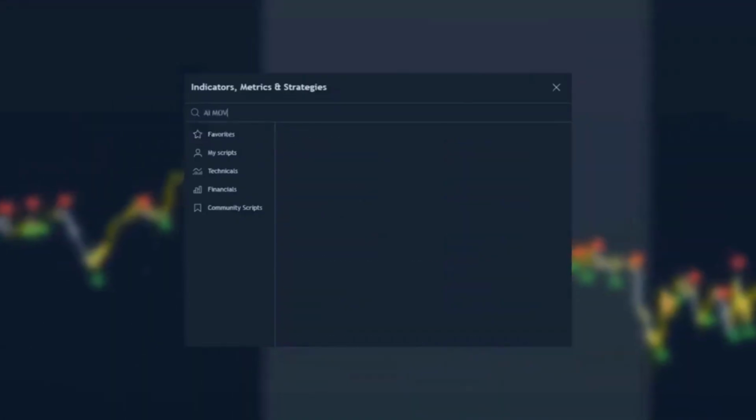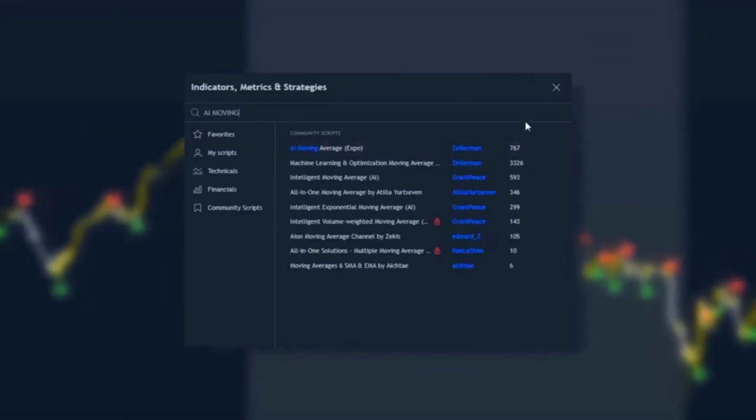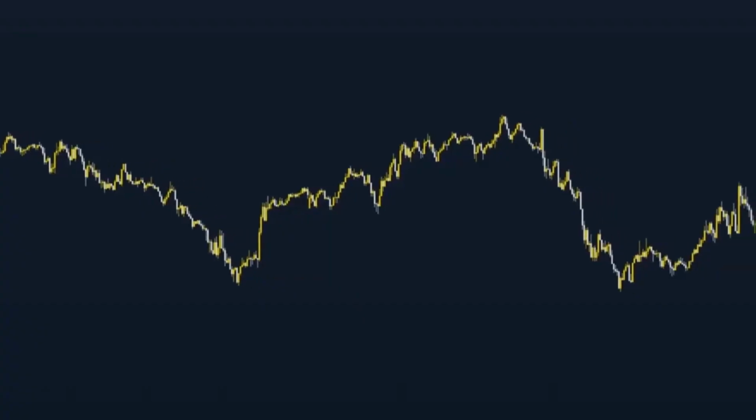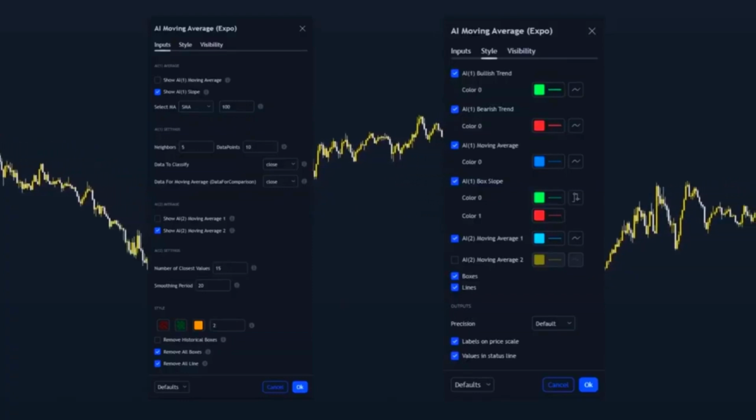The final indicator for this strategy is the AI Moving Average Expo by Zayaman. Double click on the settings and I'll show a screenshot of my best settings here. Make sure the settings all match and then let's get into it.